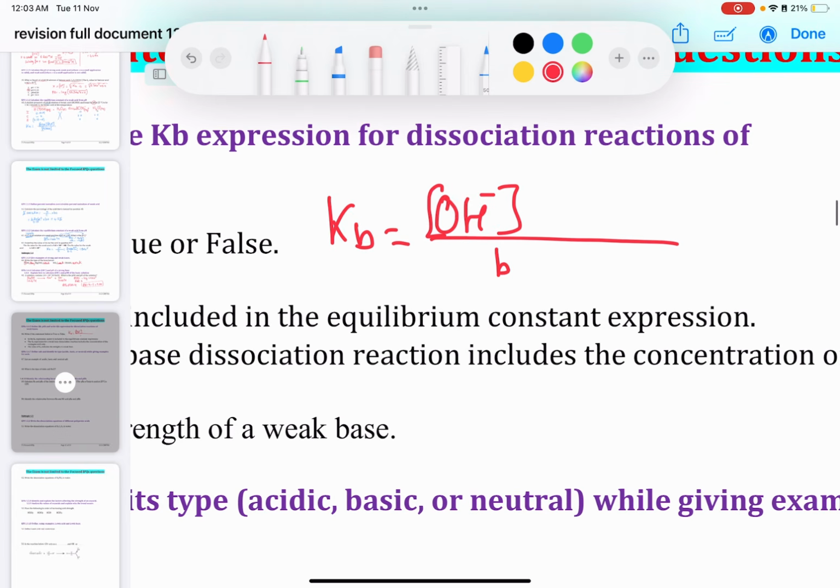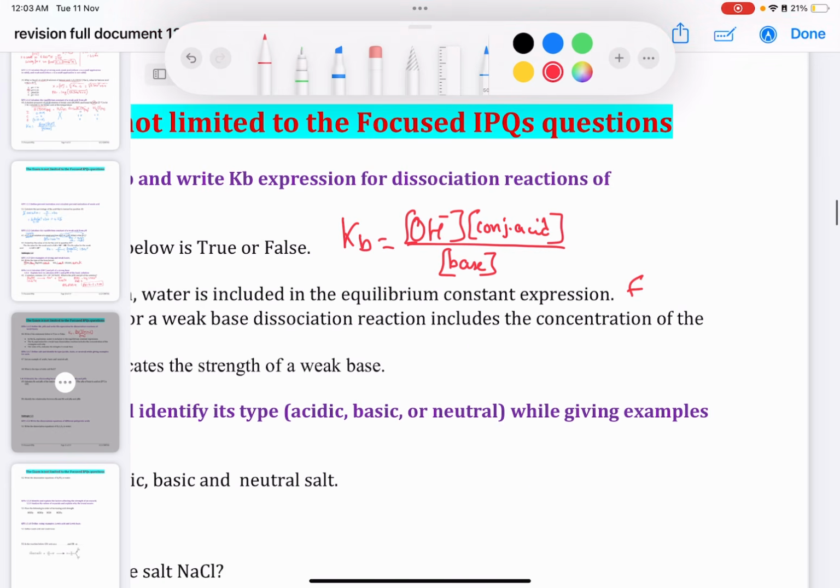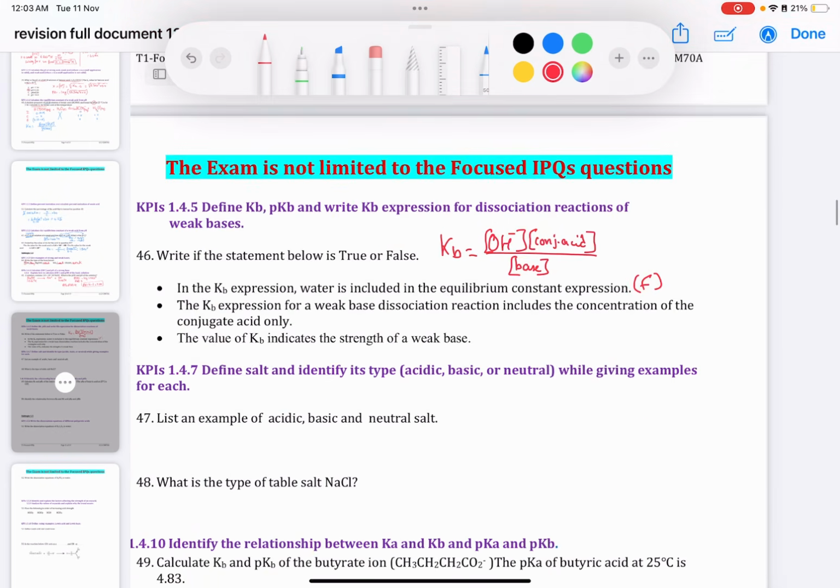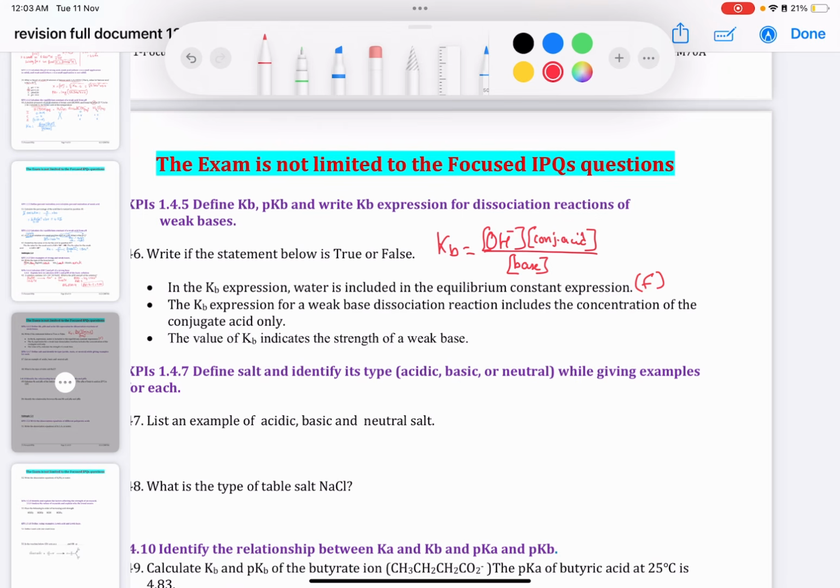Down in the denominator, we put the given base. And up here, we put the conjugate acid of this base. So no H2O is not included. So that is false. The Kb expression for weak base dissociation reaction includes the concentration of conjugate acid only. That is not true. I just wrote the formula.